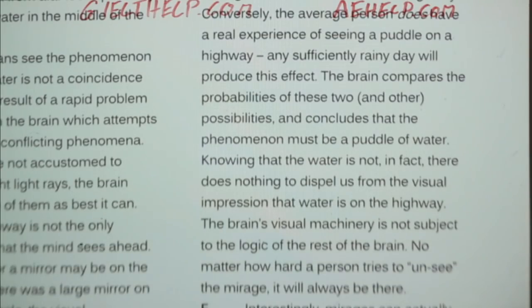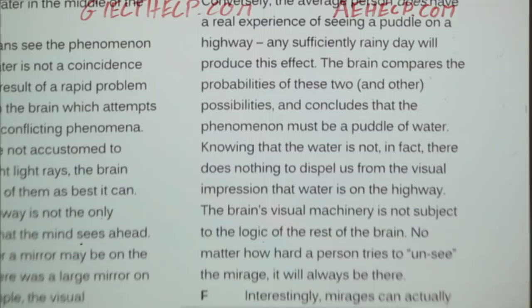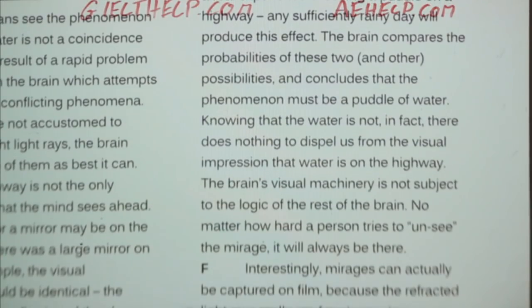Knowing that the water is not, in fact, there does nothing to dispel us from the visual impression that water is on the highway. The brain's visual machinery is not subject to the logic of the rest of the brain. No matter how hard a person tries to unsee the mirage, it will always be there.